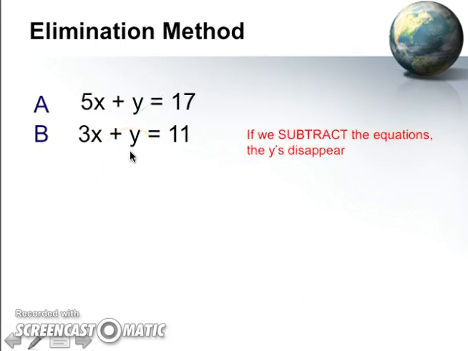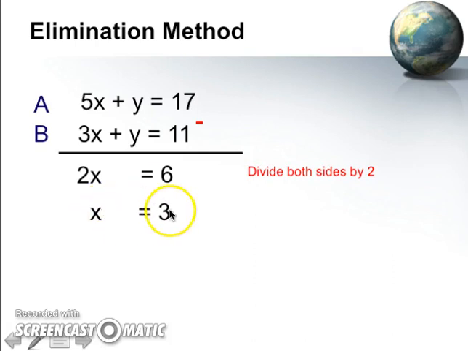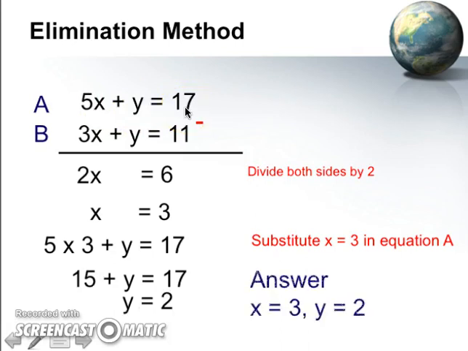So let's do that. We're going to subtract the y's, and 5x minus 3x is 2x, y minus y is 0, and 17 minus 11 is 6. Then we can work on our x, divide both sides by 2 to give us x equals 3. Again, we can substitute x equals 3 into this equation A. That gives us 5 times 3 plus y is 17. 15 plus y is 17, so y has to be 2. Again, our answer is x equals 3, y equals 2.